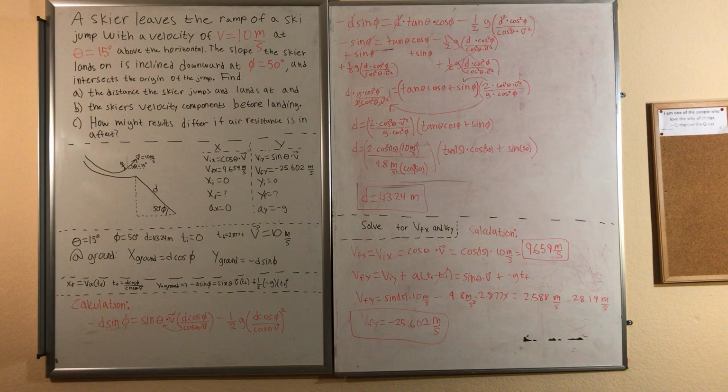There was quite a lot of work in this problem, but we found the way to relate our given velocity to the unknown d, finding d equals 43.24 meters, allowing us to find the air time of 2.877 seconds, giving the final velocity of velocity final x equals 9.659 meters per second, and velocity final y equals negative 25.602 meters per second. I hope these intro problems are as helpful for you as they are for me.